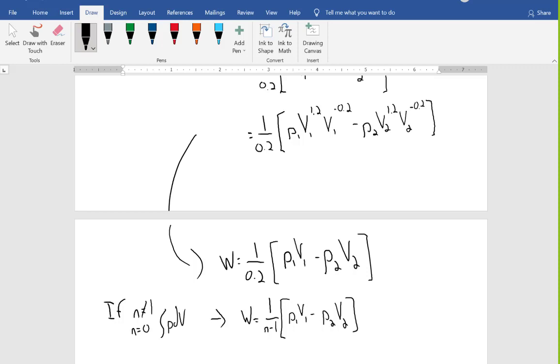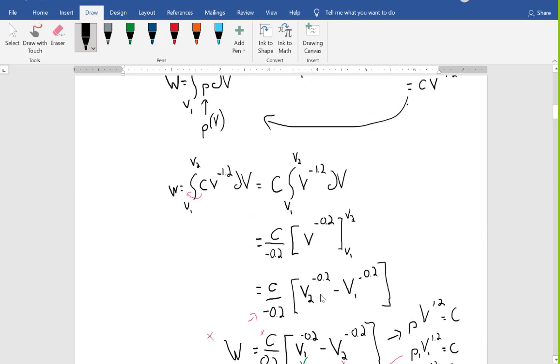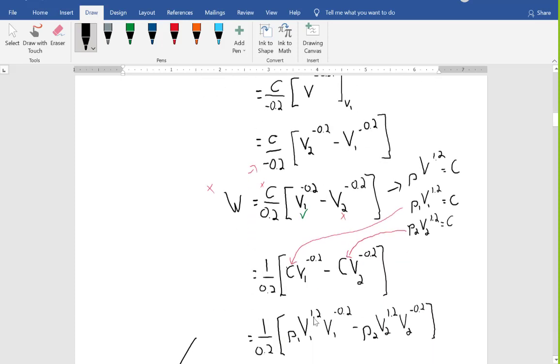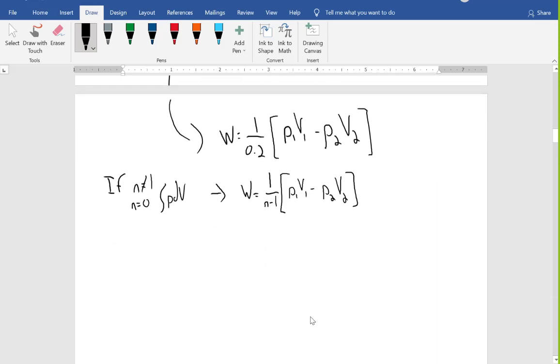But if n is equal to 1, the calculus gets a little funny, because if n was equal to 1, you would get 1 over V dV. So the integral here would be the natural log. It wouldn't be this. But we'll do problems like that in the future. So this is generally the equation that we'll get for work if we have n not equal to 1.